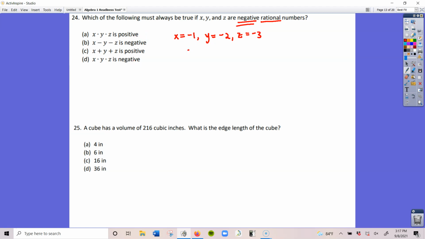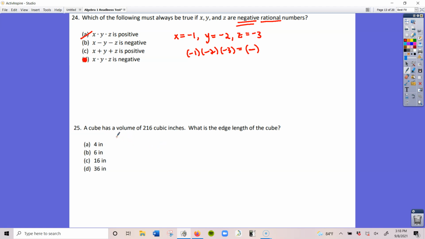If I multiply a negative with a negative and another negative, when you multiply two negatives together, it gives us a positive, and we multiply with another negative, that gives us a negative answer. So x times y times z is never positive, it's always negative. And if you look at option D, that's exactly what it says. x times y times z is negative, since multiplying three negatives together gives us a negative answer.